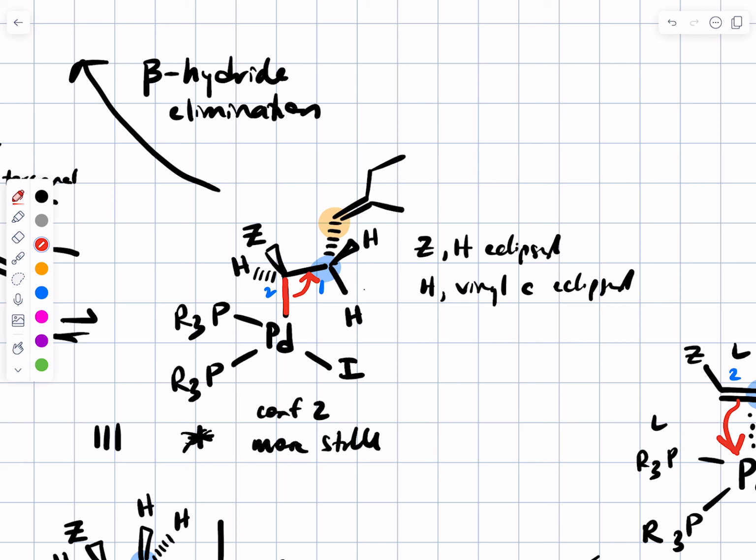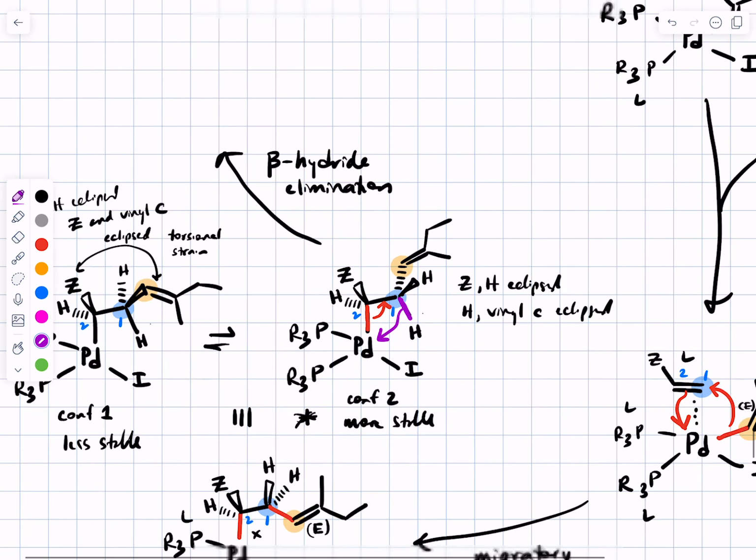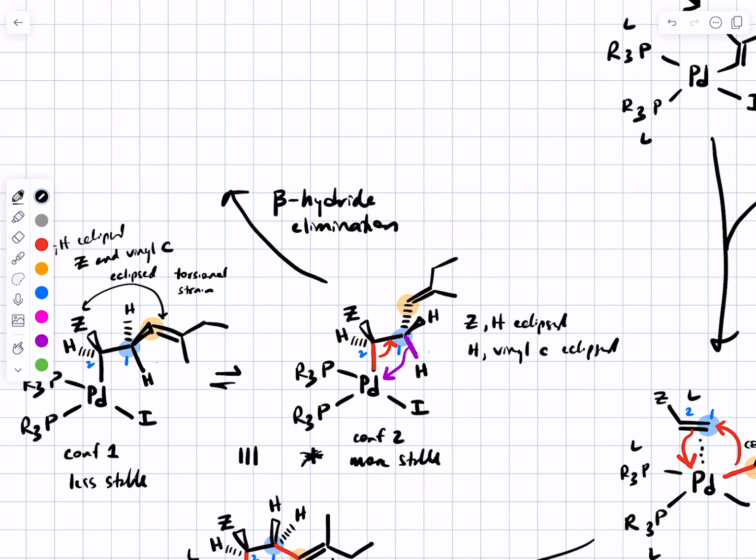Notice that as that pi bond forms, groups that are eclipsed will end up on the same side of the new pi bond. So the Z group here is going to be cis to this H on carbon 1, but trans to the orange vinyl carbon. That establishes the trans selectivity that we talked about before. At the same time, electrons in this carbon-hydrogen bond leave and get delivered to the palladium. After beta hydride elimination, our product is released.